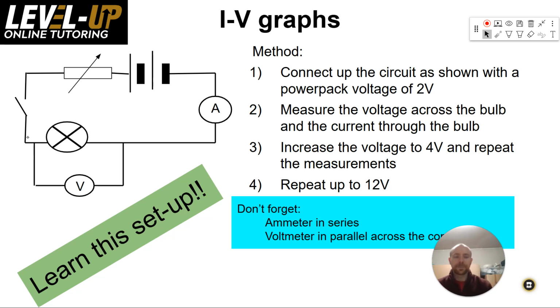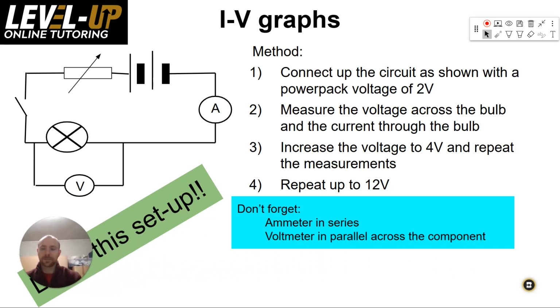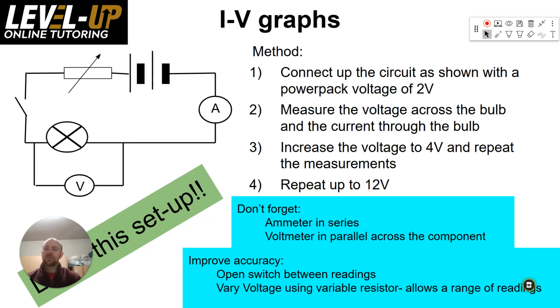So things to really remember to make sure you're getting the marks for this. You need to make sure your ammeter is in series. You need to make sure your voltmeter is in parallel across the component that you're measuring. And then to improve the accuracy, I mentioned that switch. I always think it's worth putting it in.